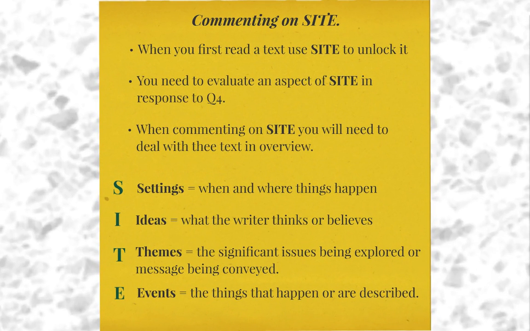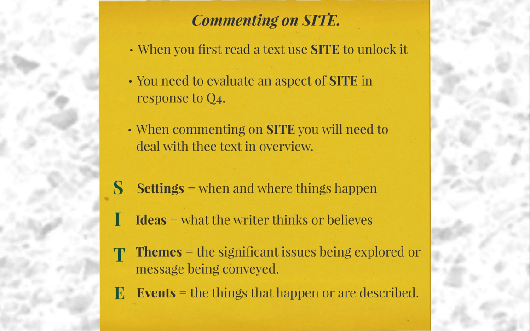So, commenting on sight, using sight to comment on 19th century text. When you first read a text, sight is really useful. It's a really good idea to look at the setting, to look at the themes, to look at the events. So if you start with the events, they're the easiest, almost working your way backwards. Look at the events, what is happening in that text, then look at the setting. Where are those events taking place? What time of year? What time of day? Then think about what themes appear to be addressed in there, and then you can start to use inference to decide what the writer feels about what they're writing about. What are the ideas that the writer is trying to present to us?